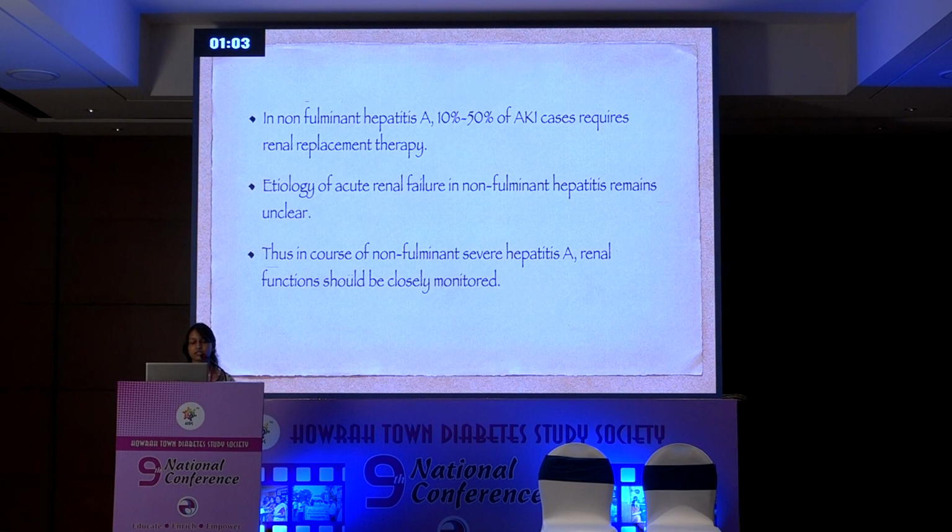The etiology of acute renal failure in non-fulminant hepatitis remains unclear. Thus, in the course of non-fulminant severe hepatitis A, renal functions should be closely monitored. Earlier, Hep A was common in children only, but as the incidence is increasing in adults, the complications are also increasing. It might be the next alarming acute viral hepatitis.